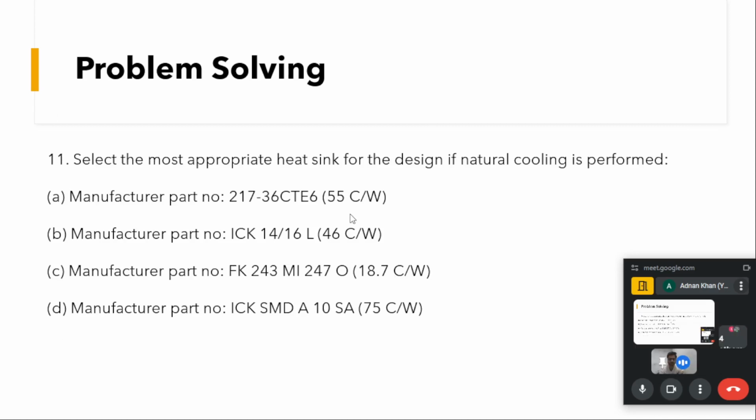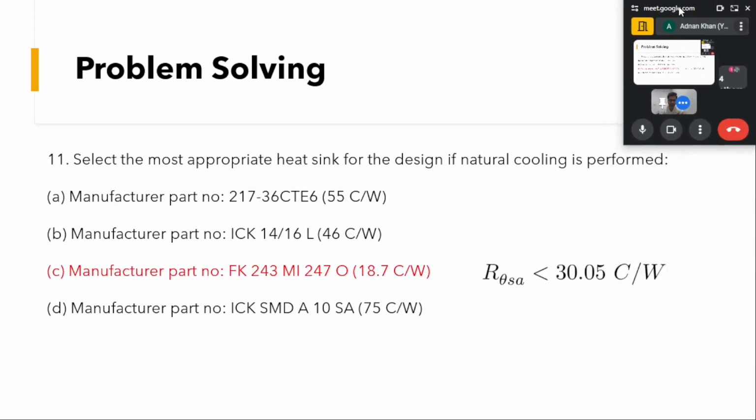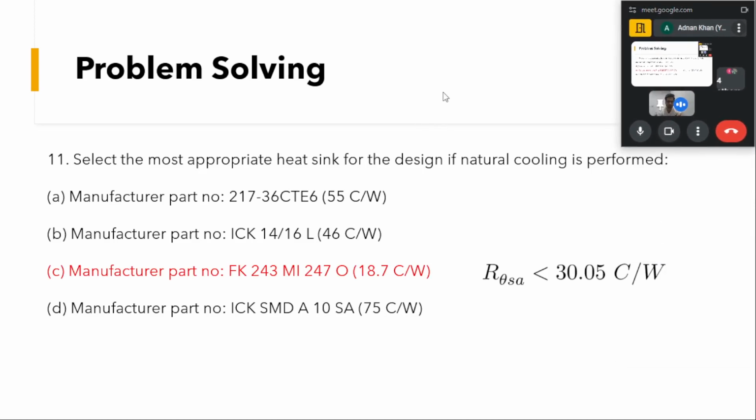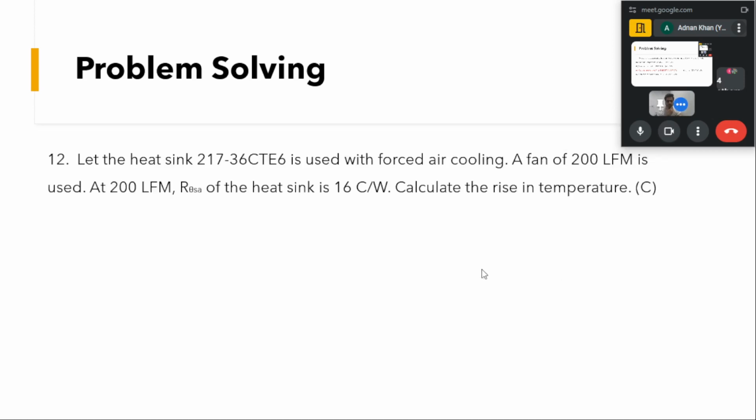So yes, C is the correct answer to this question, because if we want to limit the ambient temperature at 55, and limit the temperature at the junction at 150 degrees, then we have to have a heat sink with R theta SA less than 30.05 degree centigrade per watt, and part C only satisfies this criterion. So C is the answer to this question.